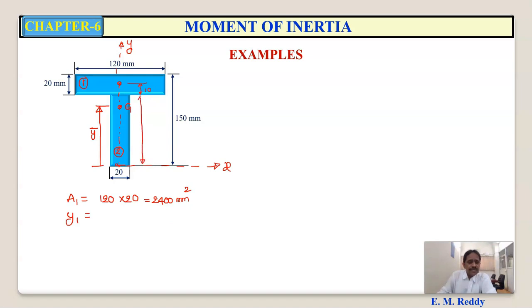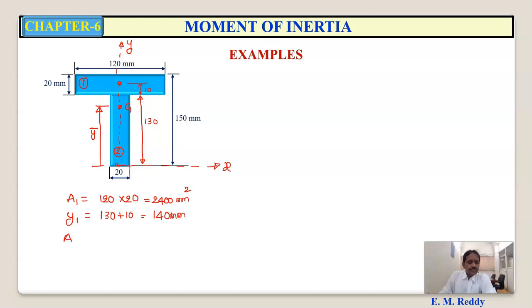So you have this distance as 130. Now in our case, what is y1? So it is 130 plus 10, right? Total distance of centroid of rectangle 1 from x-axis. So this will be 140.